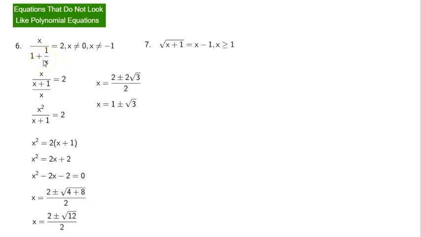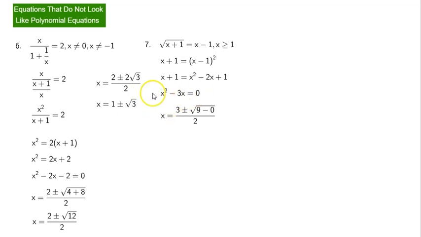Okay, seventh one. Square root of x plus 1 is equal to x minus 1, where x is greater than or equal to 1. Okay, how do we solve this? Squaring both the sides, we get x plus 1 is equal to (x minus 1) square. x plus 1 equal to x square minus 2x plus 1. x square minus 3x is equal to 0.